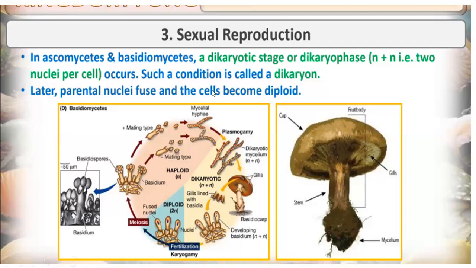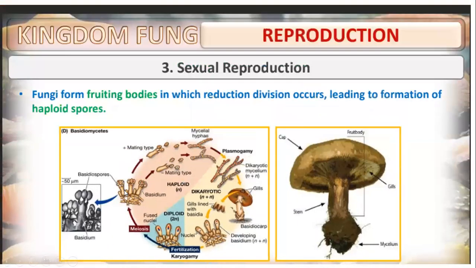In this way, you can see mating type positive and mating type negative. Again, this mushroom will mature, fertilization happens. So, we first will do this. Sexual reproduction. So, fungi form fruiting bodies. In this, reduction division occurs leading to production of spores. They are fruiting bodies of fungi. So, there will be fruiting bodies in which haploid cells are formed, which result in the spores.